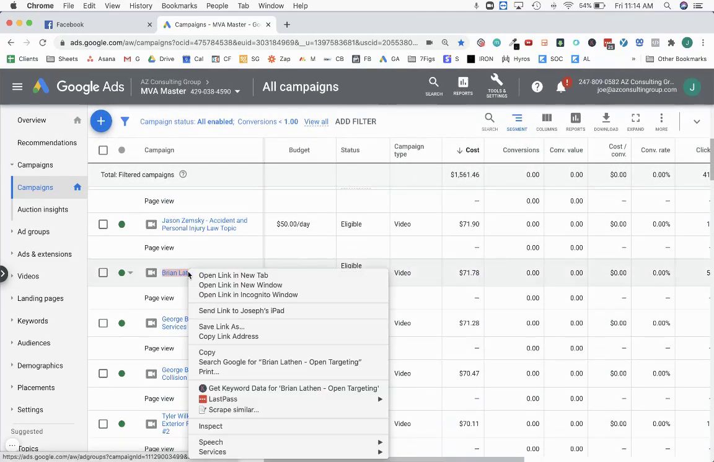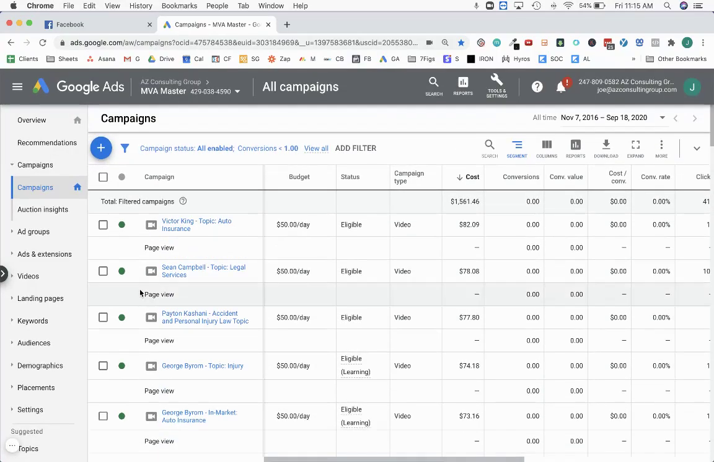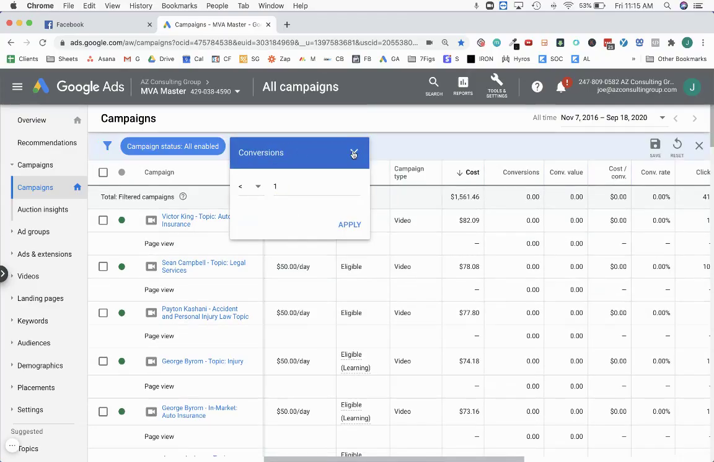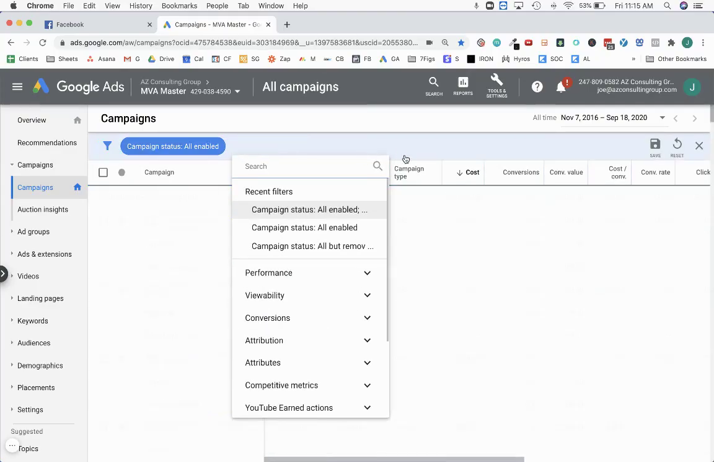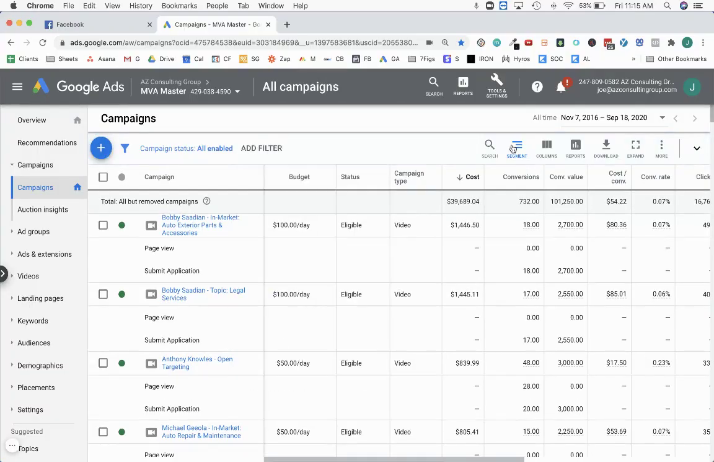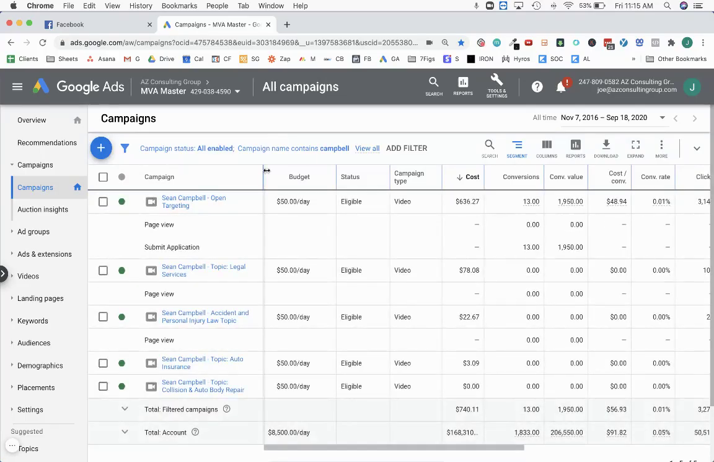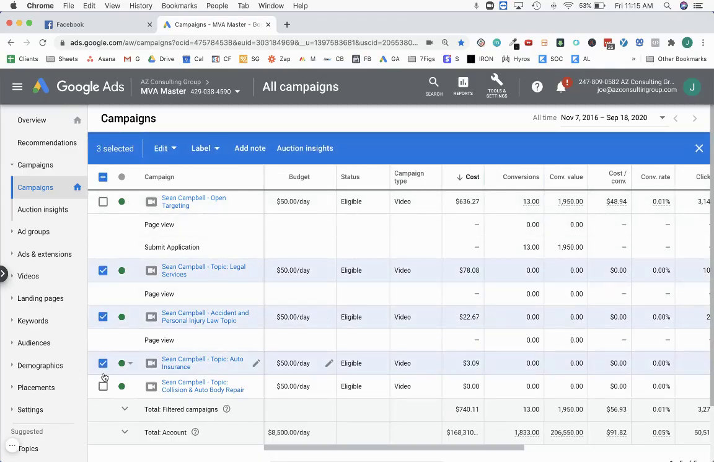And even some of these, depending on if these clients have other campaigns that are converting, I may start turning some of these off. Like let's look at Sean Campbell, for example. So he's getting conversions at $48 per lead, and this campaign has spent $78 but has not converted. So again, we just want to be focusing our budget into the winning campaigns. So let's go ahead and turn these off.